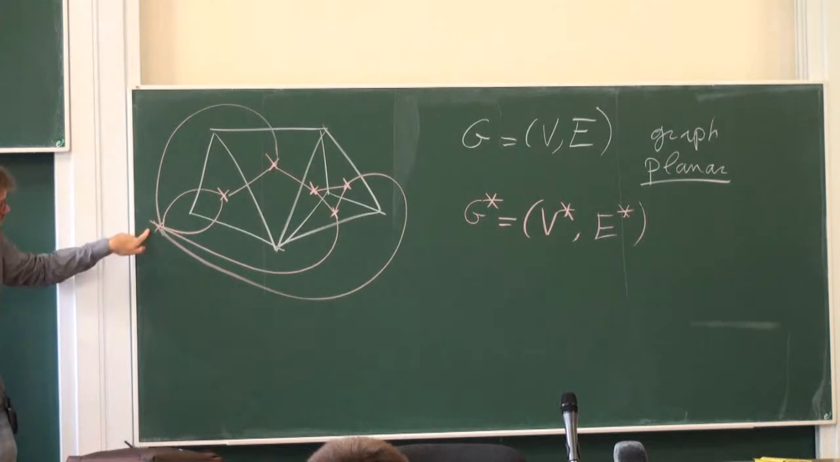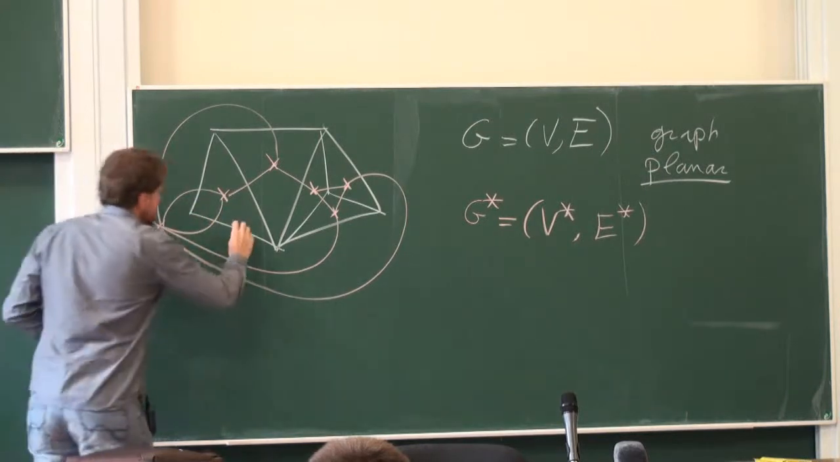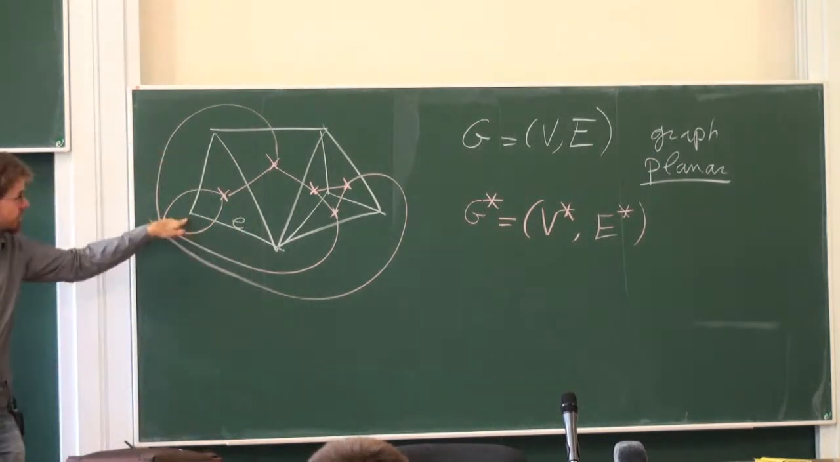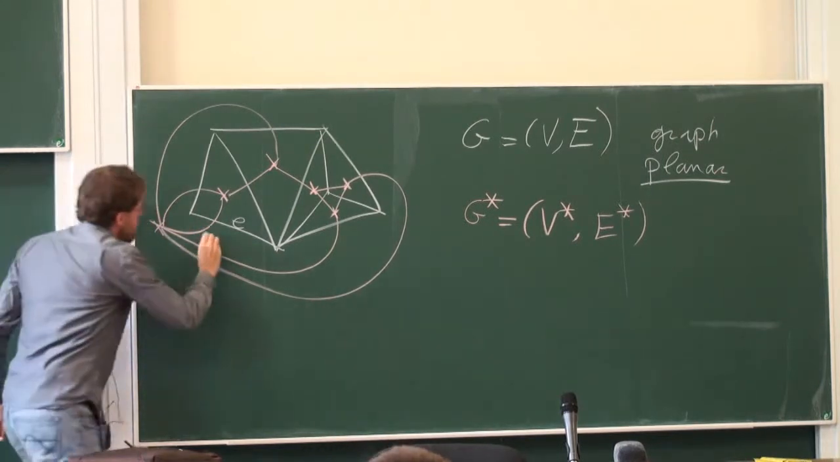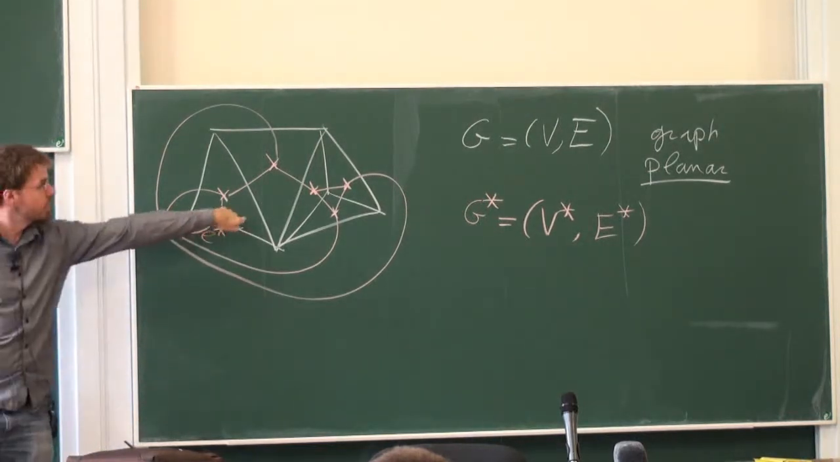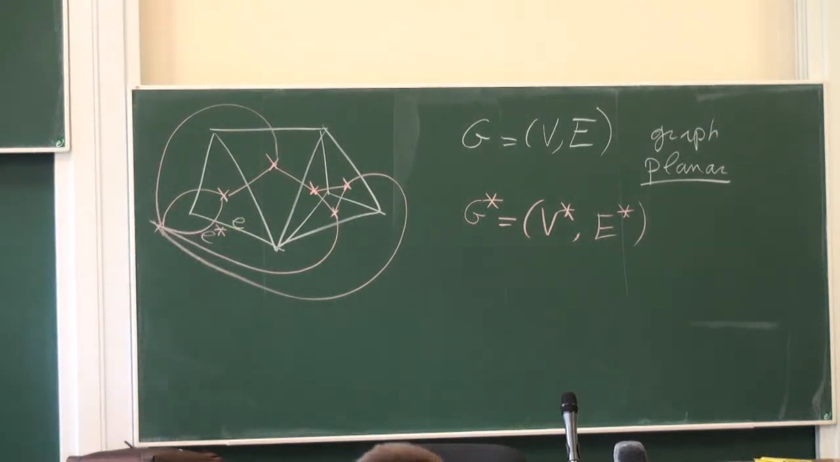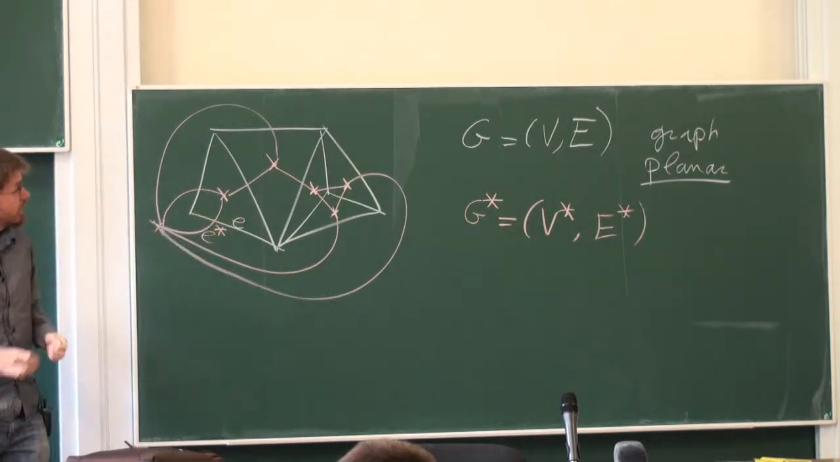You get one vertex for each face of the initial graph and one bond for each bond of the initial graph. So if e is a bond of the initial graph, it corresponds to a unique bond in E star, which I will write e star. It's the dual bond of e. This is just a combinatorial construction. If you take any planar graph, you will get a dual graph by doing this construction.